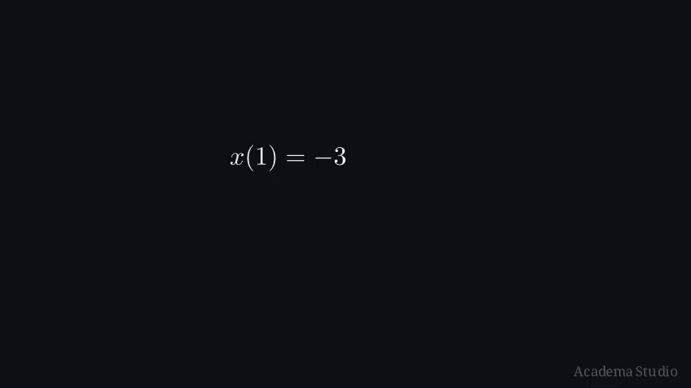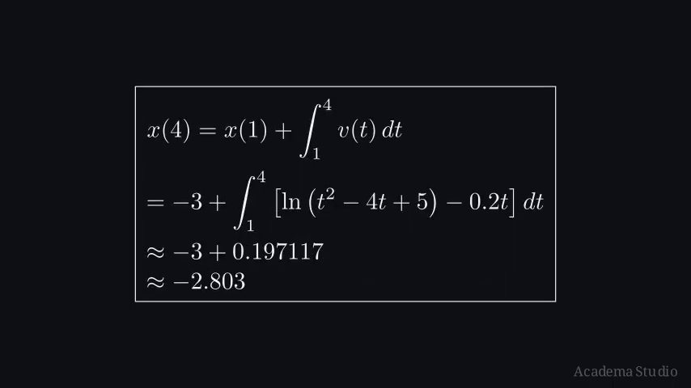x(1) equals negative 3. x(4) is approximately negative 2.803. The net displacement is positive, so the final position is slightly to the right of the initial position. However, the final position is still negative, so the particle remains to the left of the origin. Therefore, the position of the particle at time 4 is approximately negative 2.803 units.